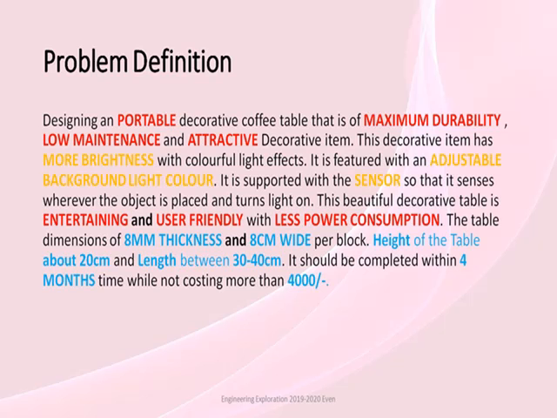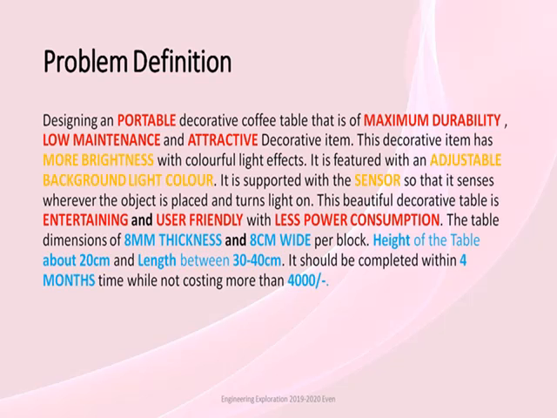Problem definition mainly consists of objectives, functions and constraints. So here we have differentiated these three with different colors, that is objectives with red, functions with yellow and constraints with blue. So here is our problem definition.